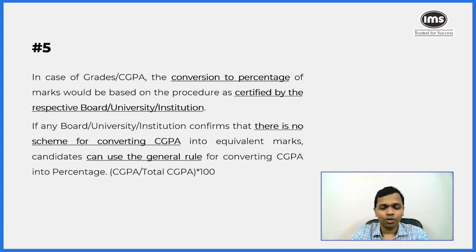Now, if your board or university or wherever you have studied, if they confirm that there is no scheme for converting CGPA or grade into equivalent marks or percentage, then you can use the general rule for converting CGPA, which is the CGPA that you have obtained divided by the maximum CGPA which is awarded by your board or university, and multiply that by 100 to calculate the percentage of marks.